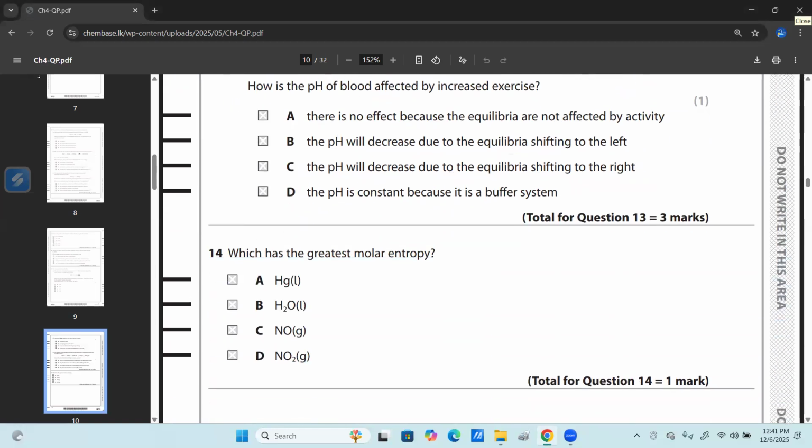Which has the greatest molar entropy? So normally we know if you take solid, liquid and gas, gases have the highest entropy. Then out of these two, we have to consider the one with more electrons. Therefore, the correct answer will be NO2.